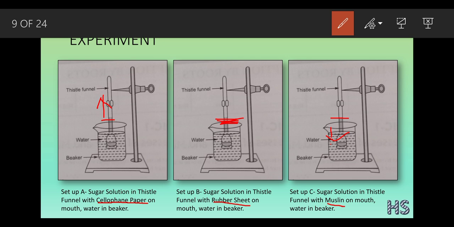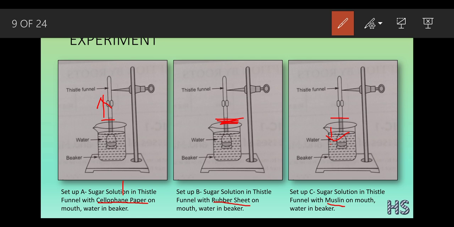The solution in setup A rose, the solution in setup B remains the same, and the solution in beaker C fell. Okay, not in the beaker, inside the thistle funnel it decreased. So what would be the reason behind that? The difference I already mentioned at the start: cellophane paper, rubber sheet and muslin. These were the only three differences.